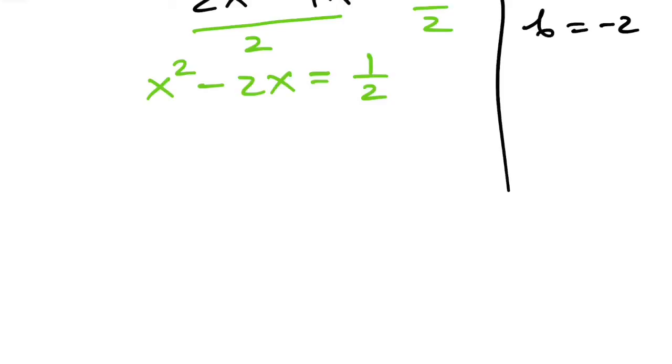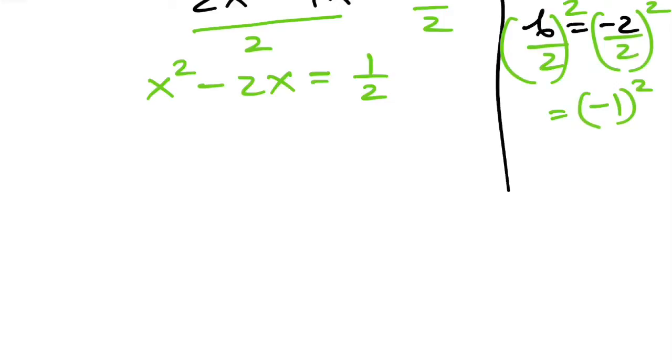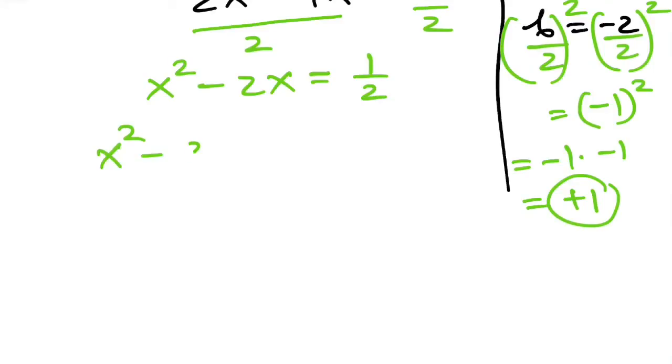Now we are going to apply the same idea. We're going to look at the b value. Our b value is equal to -2. We are going to divide b by 2 and we are going to square it. So that's going to give us -1 whole square. Well, -1 times -1 is just +1. That positive 1 is the magic number that we are going to use in our equation. So I have x squared minus 2x plus 1 equal to half plus 1.